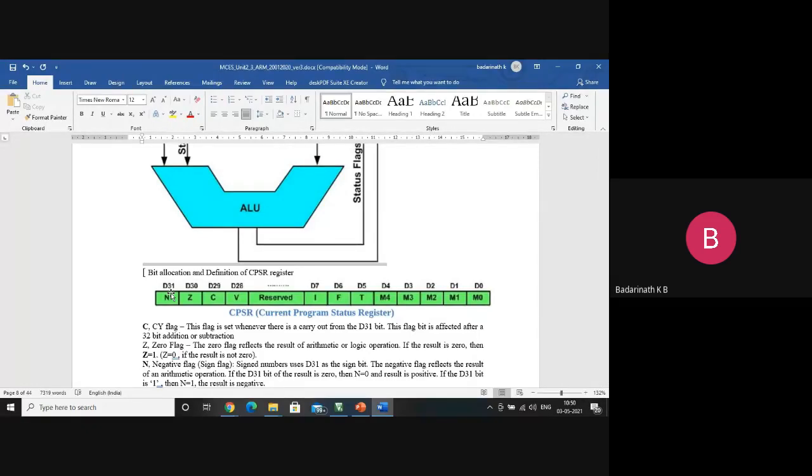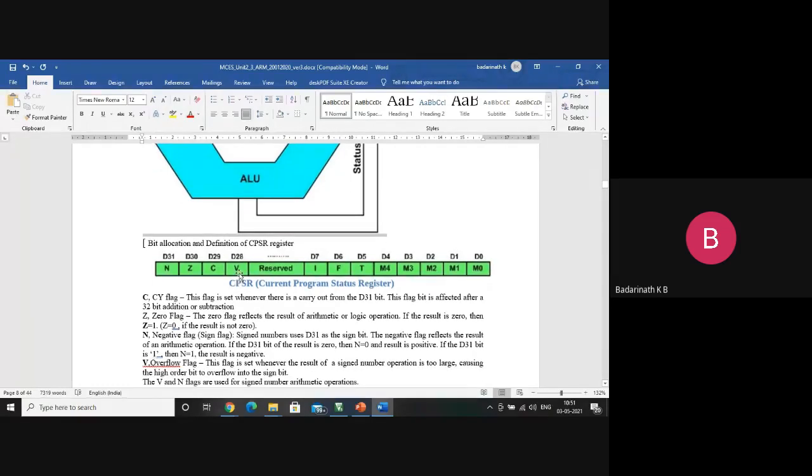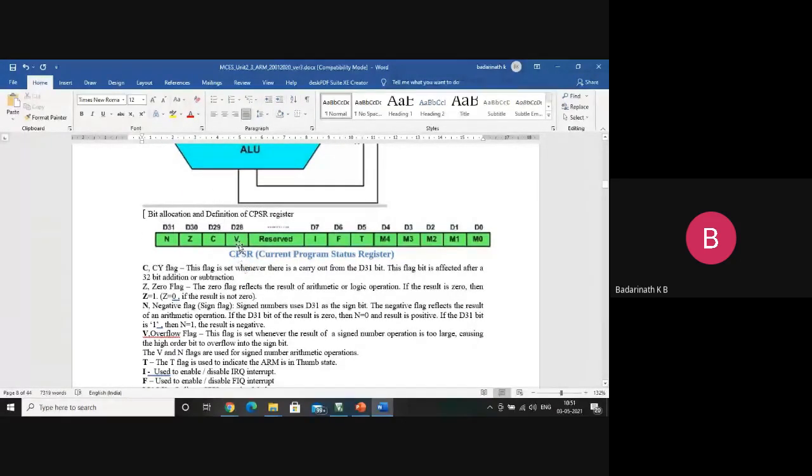So what are the flags which form the status information? One is C, which represents the carry flag. We will understand its meaning later. Then you have Z, which represents the zero flag. Then we have N, which represents the negative flag, also called the sign flag. Then we have V, which is called the overflow flag. So these are the 4 flags which represent the status information of your program. Apart from these, there are other flags, called control or status information, which can be combined.